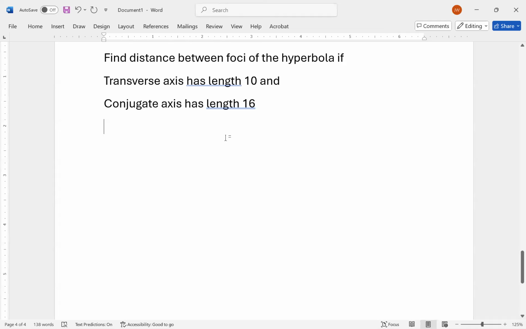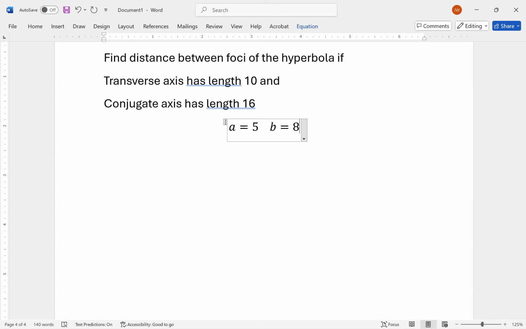All right, the key thing here is that the transverse axis is length 2a. So if a is the a from the equation, we end up with the a value being 5. And in a similar sense, the b value would have been 8 here. So the conjugate axis has length double the b value. So 16 is double 8. And the transverse axis has length double the a value.